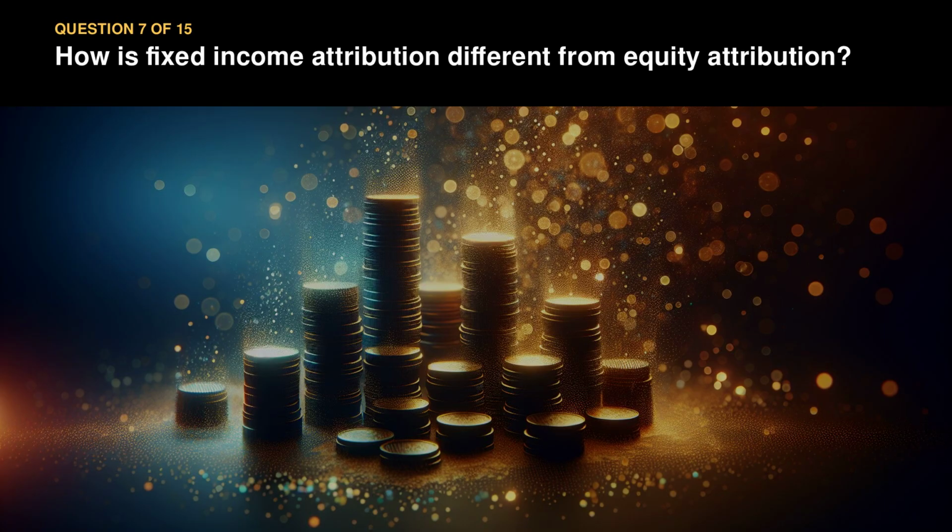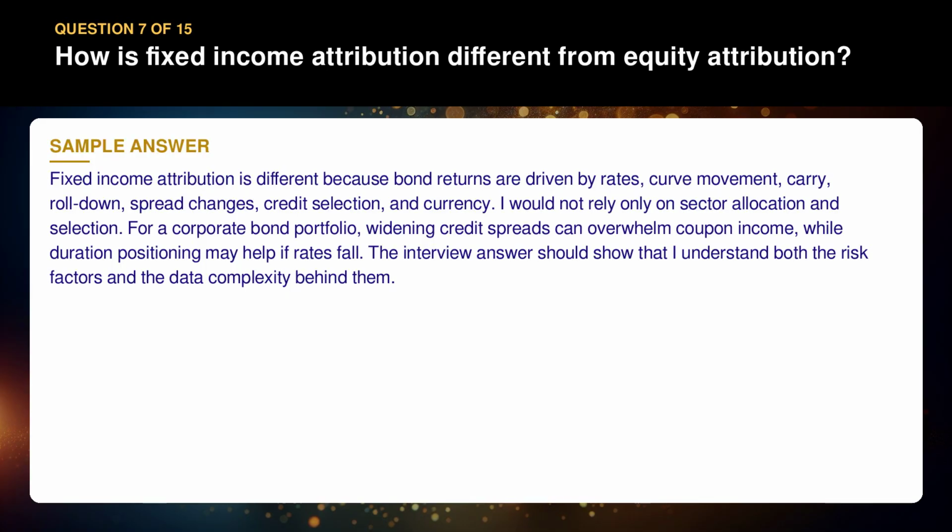Question 7. How is fixed income attribution different from equity attribution? Fixed income attribution is different because bond returns are driven by rates, curve movement, carry, roll down, spread changes, credit selection, and currency. I would not rely only on sector allocation and selection. For a corporate bond portfolio, widening credit spreads can overwhelm coupon income, while duration positioning may help if rates fall. The interview answer should show that I understand both the risk factors and the data complexity behind them.